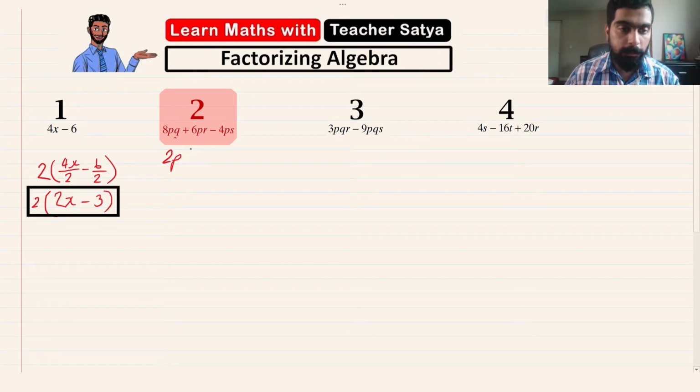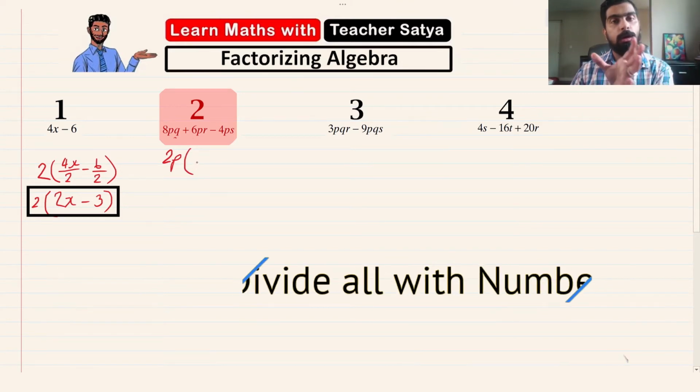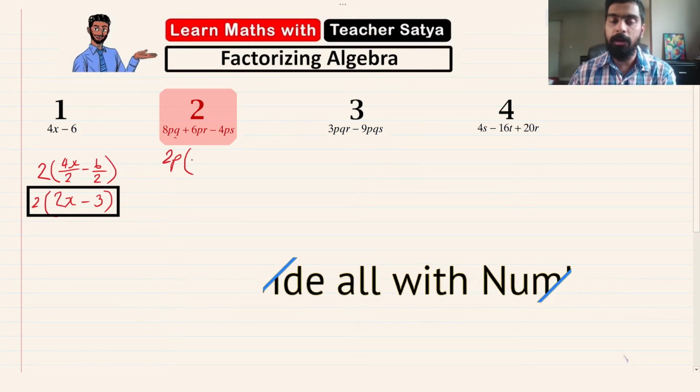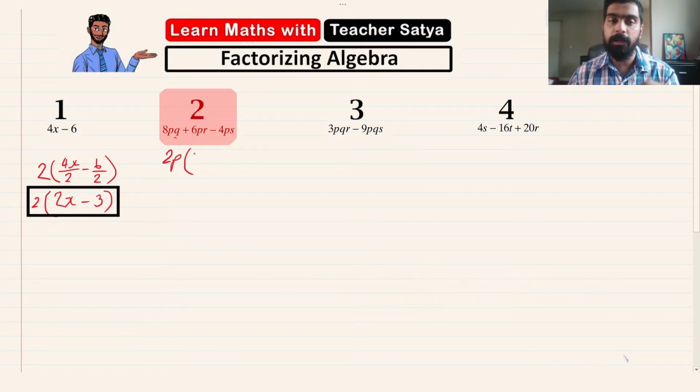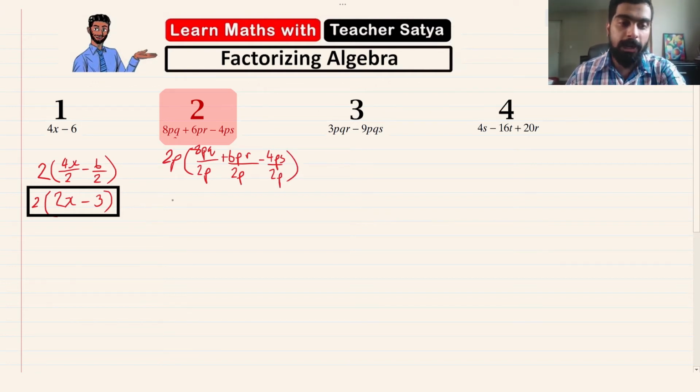Now we open the bracket and we divide all of the terms by the number or the term we put in front of the bracket. So we have 8pq over 2p plus 6pr over 2p minus 4ps over 2p, right guys, over 2p. Now let's go ahead and write our final answer.